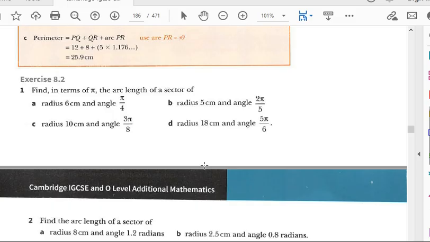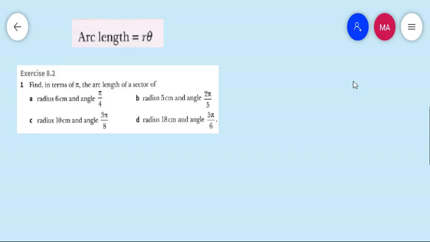Question number 1 of exercise 8.2. Find in terms of pi the arc length of a sector, parts A to D. So the arc length formula is r theta. R is the radius and theta is the angle measured in radians.